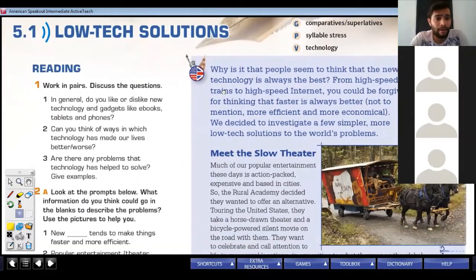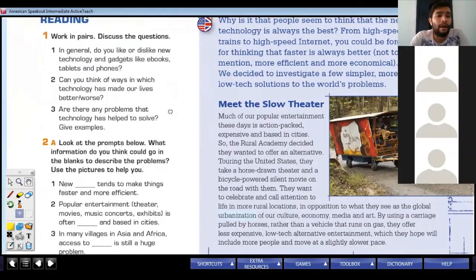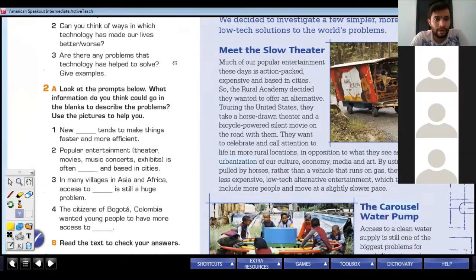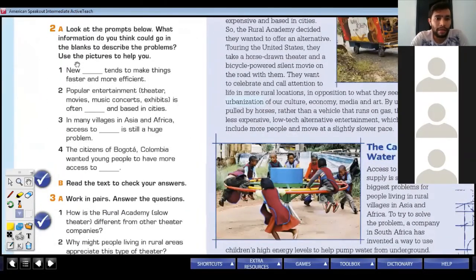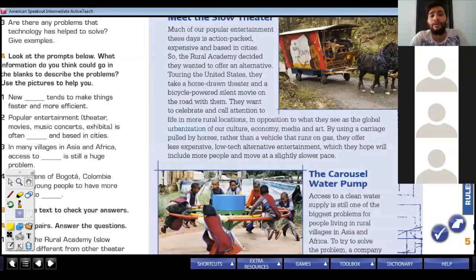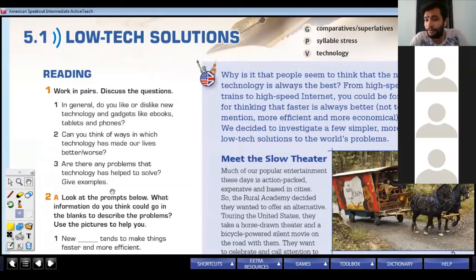Right here, we have some questions in the first part of the reading. Work in pairs and discuss the questions. We're going to discuss these questions without reading the article that we have right here. And we're going to try to work on exercise 2 and exercise 3 too. So let's go over the questions first.